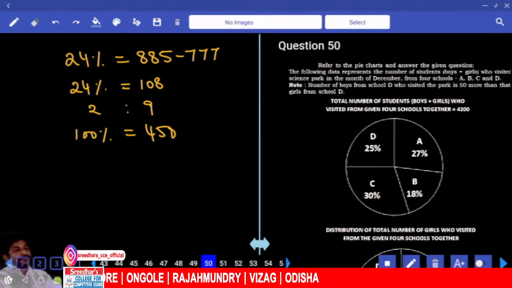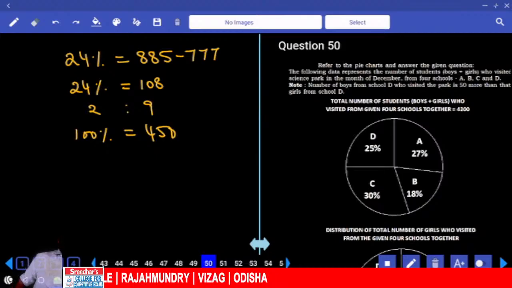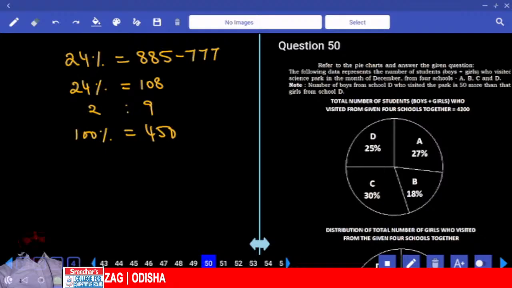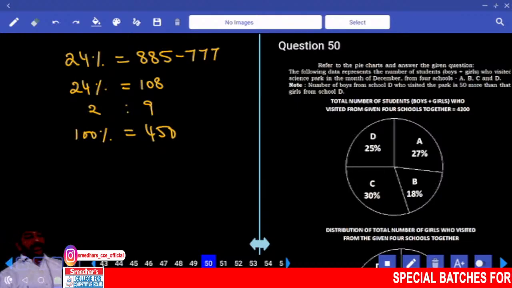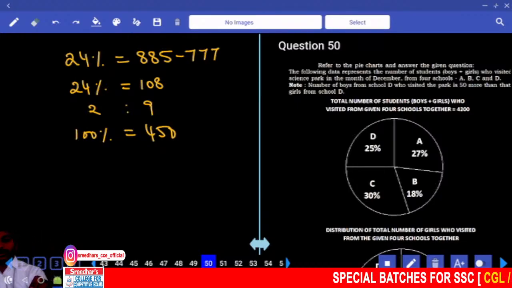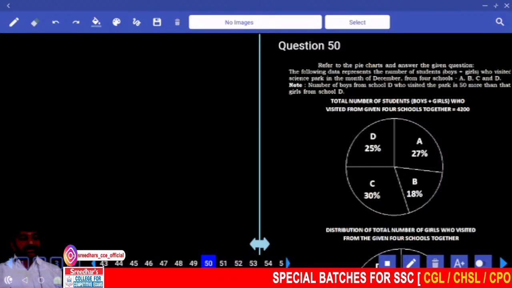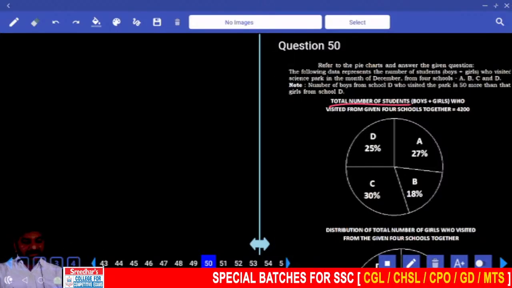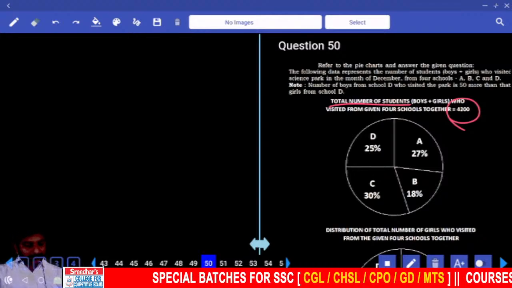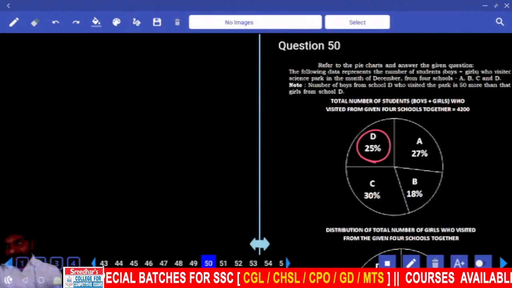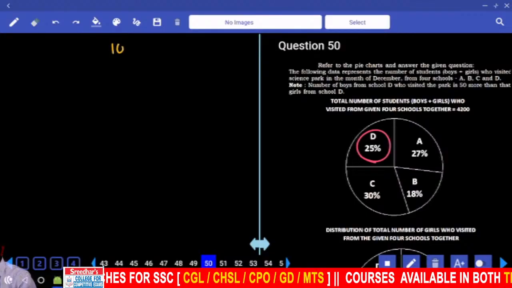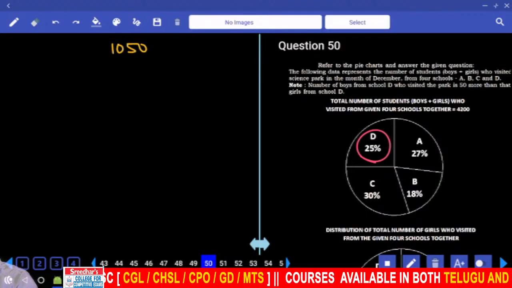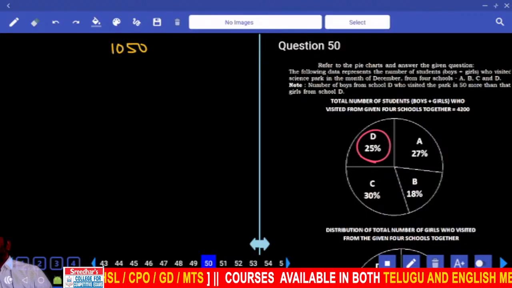Next, the following data represents the number of students, boys and girls who visited Science Park in the month of December from 4 schools A, B, C, D. Note: number of boys from school D who visited the park is 50 more than that of girls from school D. First pie chart is about total number of students. Total it is 4,200. D value 25%, which is 1/4. 1/4 meaning 1050. These are the students from school D.